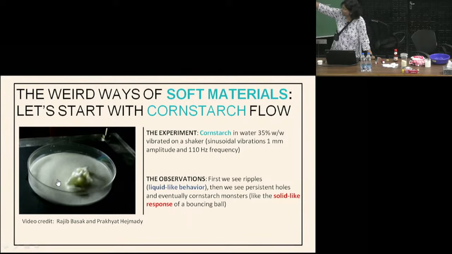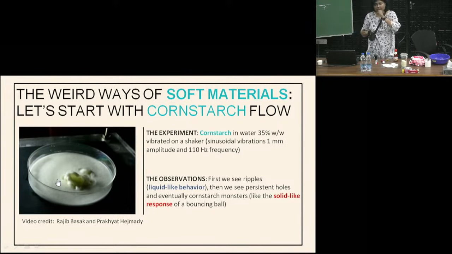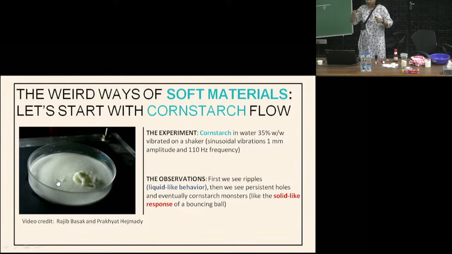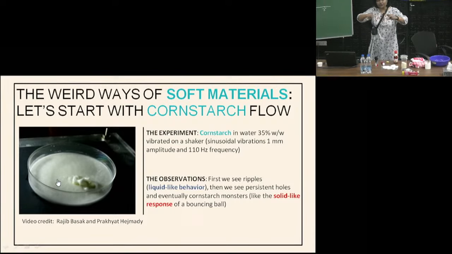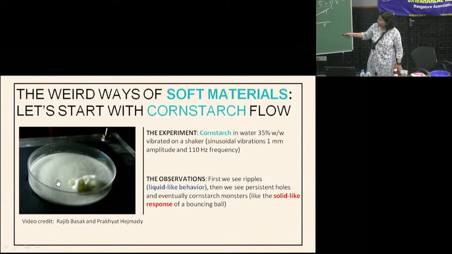Now what Prakhyat has done there is that Prakhyat has taken this hollow glass rod and blown some air through it. And what happened then was you found these persistent holes. At the edges of the persistent holes, the volume fraction became very high. And that's when around the holes the cornstarch started behaving like a solid. So it's just jumping up and down like a ball, or like rubber. It's like an elastic material, and we call these cornstarch monsters.